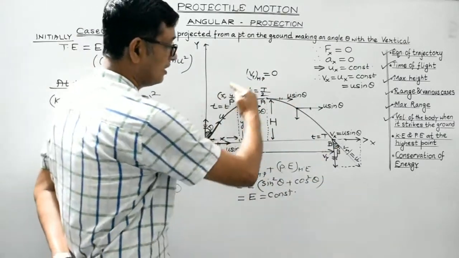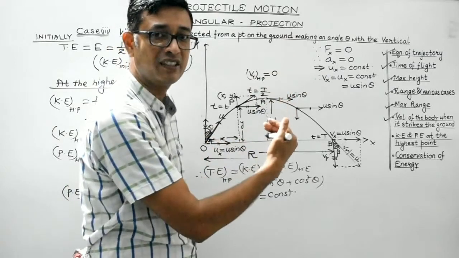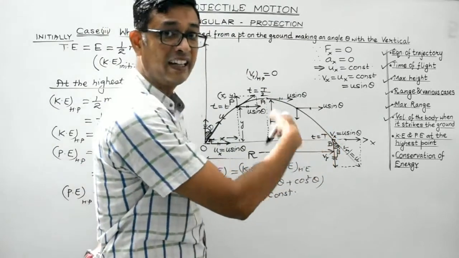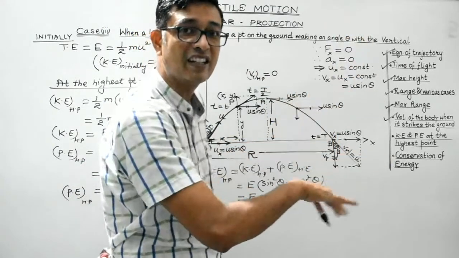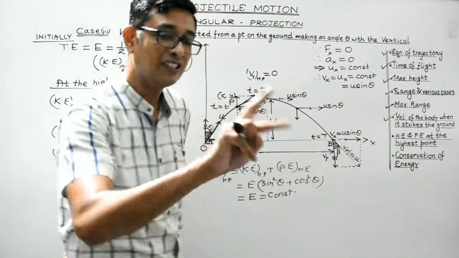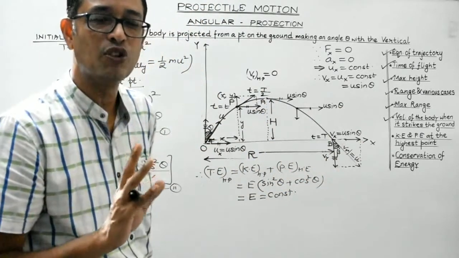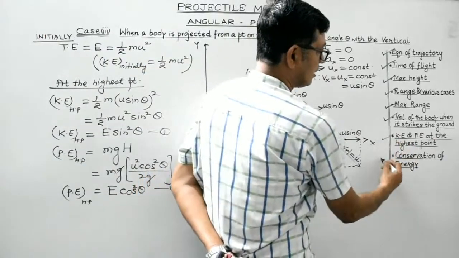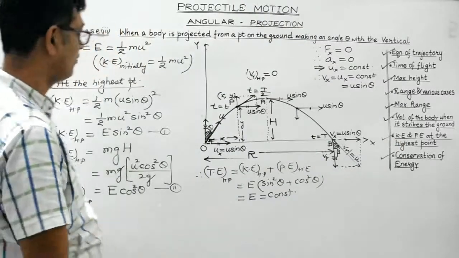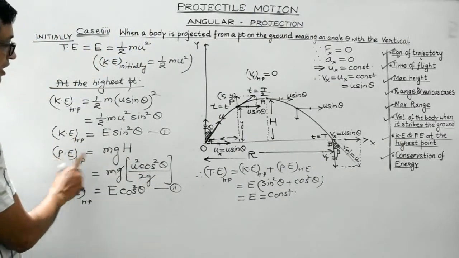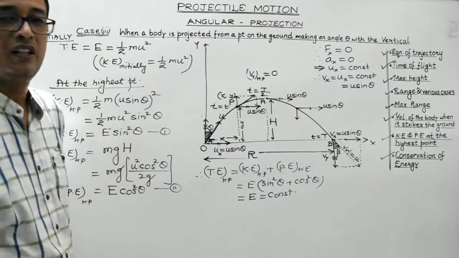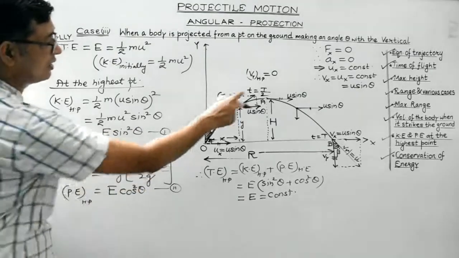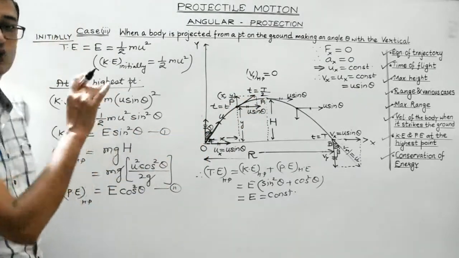So when the projectile gains height, its velocity decreases, kinetic energy decreases, its potential energy increases. But when it comes down, its height decreases, velocity increases, so potential energy decreases and kinetic energy increases. But the sum of K and P at any instant during its motion always remains constant. So we have proved the conservation of energy as well, and we have found the expression for the kinetic energy as well as potential energy of the projectile at the highest point. Kinetic energy at the highest point is E cos square theta, while the potential energy at the highest point in this case is E sine square theta.